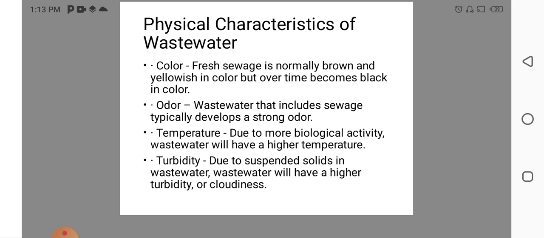If we are talking about physical characteristics, color is normally brown and yellowish in fresh sewage. Odor: wastewater has a strong sewage odor. Temperature: due to more biological activity, temperature is very high. Turbidity: solids in wastewater are high, so it is highly turbid.